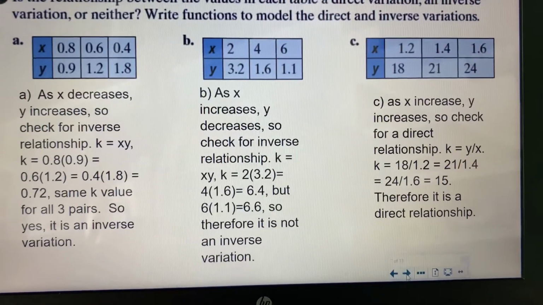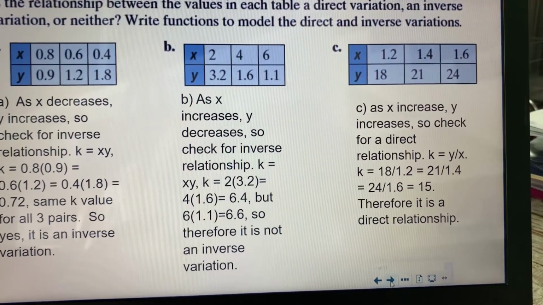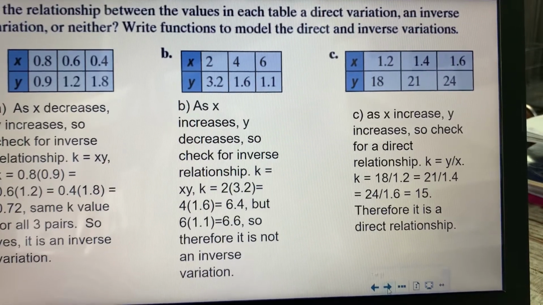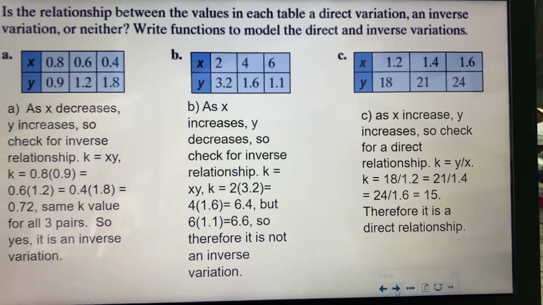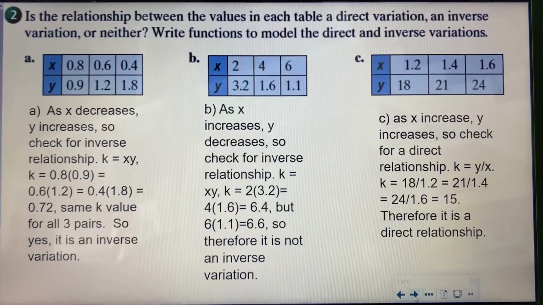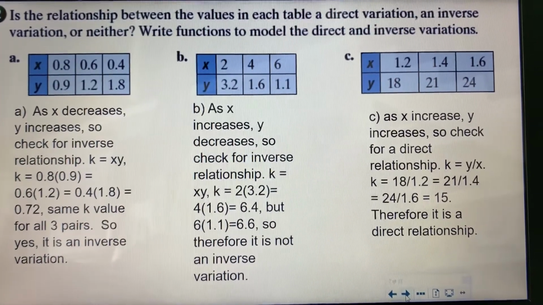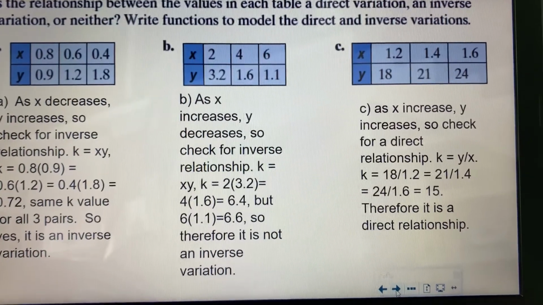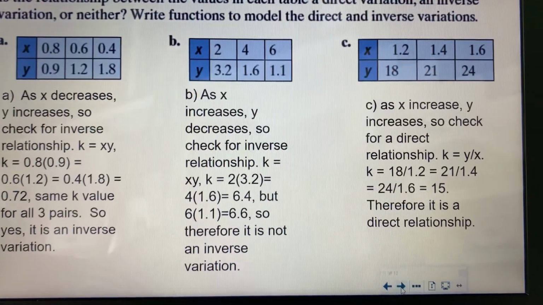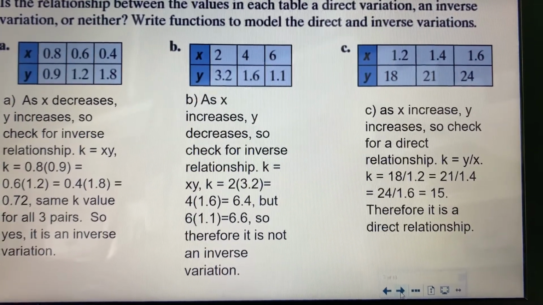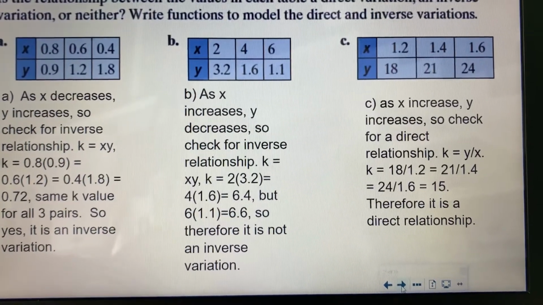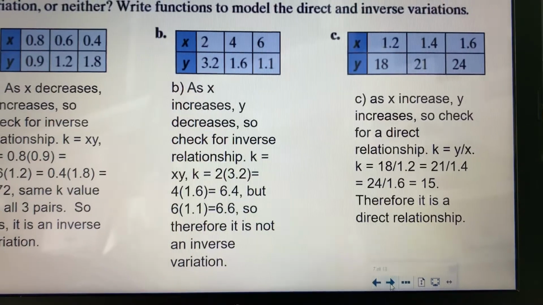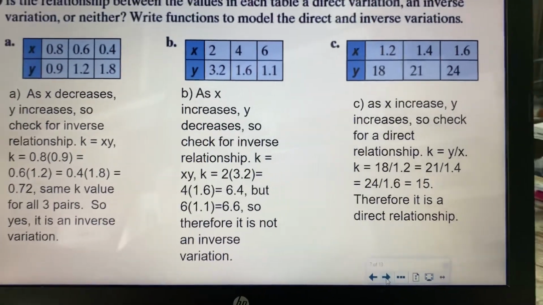Okay, letter B. Let's see, the x's are going up and the y's are going down. So since x is going up and y is going down, you need to check for inverse again. So k would have to be equal to x times y. 2 times 3.2 is 6.4. 4 times 1.6 is also 6.4. 6 times 1.1 is 6.6. So therefore, it is not an inverse relationship because we did not get the same value every time. So since it's neither, you don't need to write an equation.